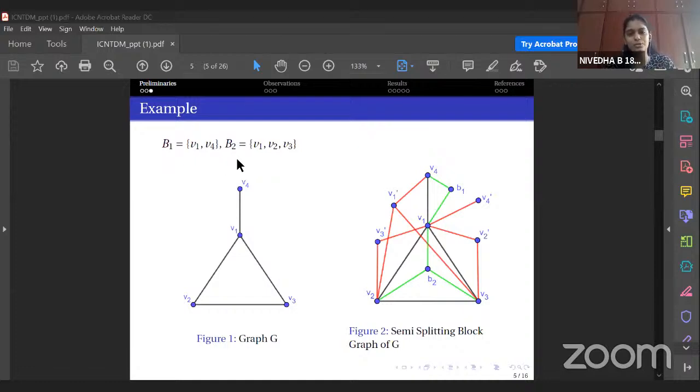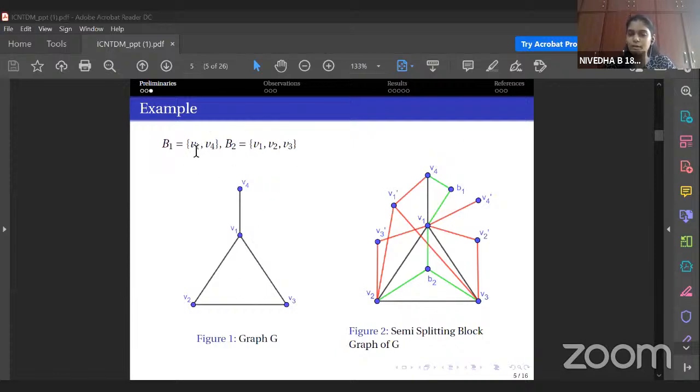And this is one part of the definition. Another part is based on the blocks of the graph. So basically, what is a block of a graph? A block of a graph is a maximal connected subgraph which has no cut vertex. So in our example, we have two blocks. This is the cut vertex. V1, V2, V3 is one block and V1, V4 is another block. So we have two blocks in this graph.